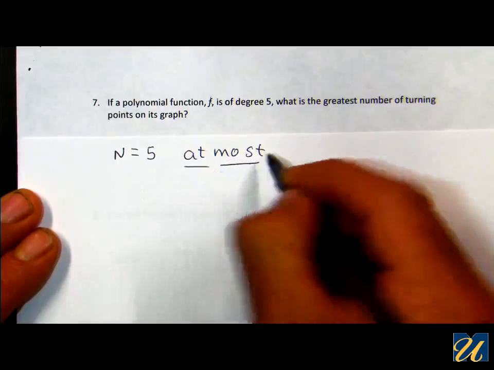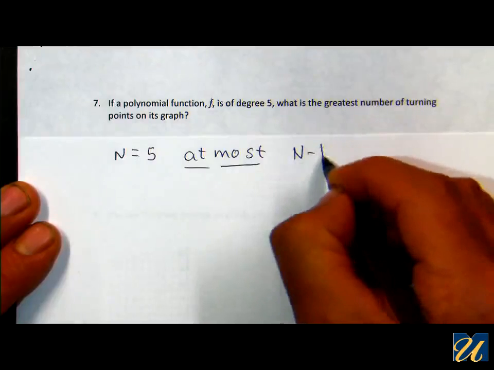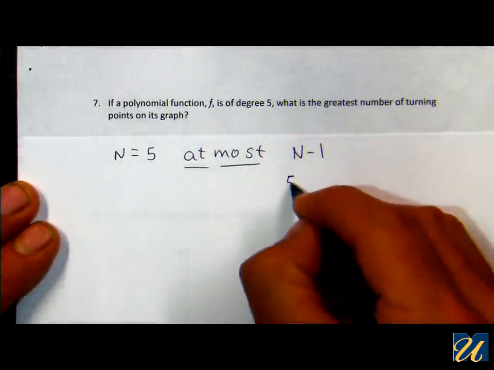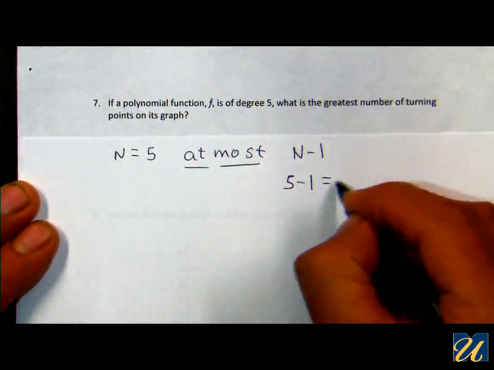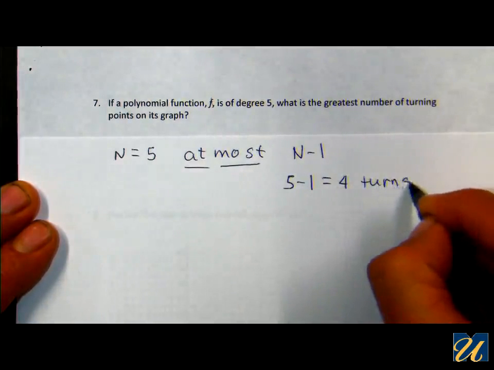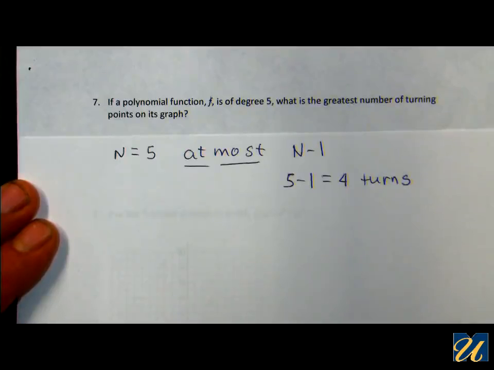Doesn't mean it has n minus 1 turns. It has at most n minus 1 turns. So it has at most 5 minus 1, or 4 turns. 4 turns possible, at most 4. It could be 3, could be 2, could be 1, could be none.